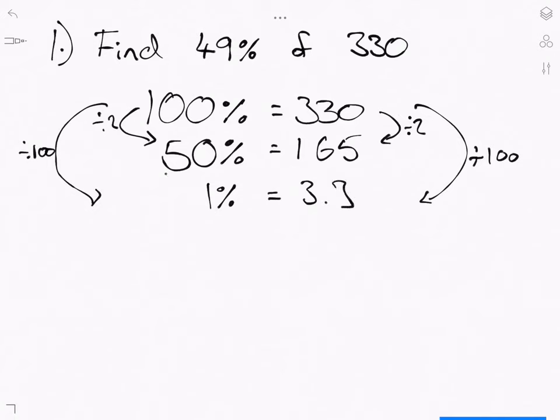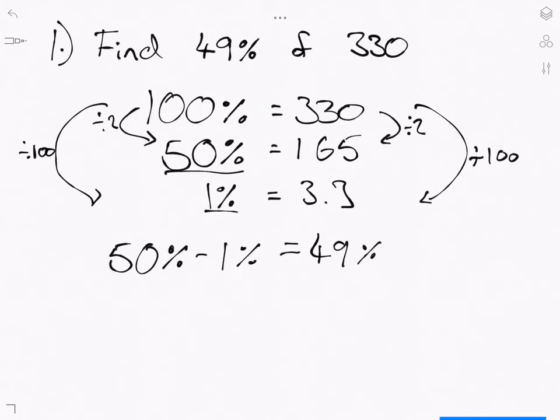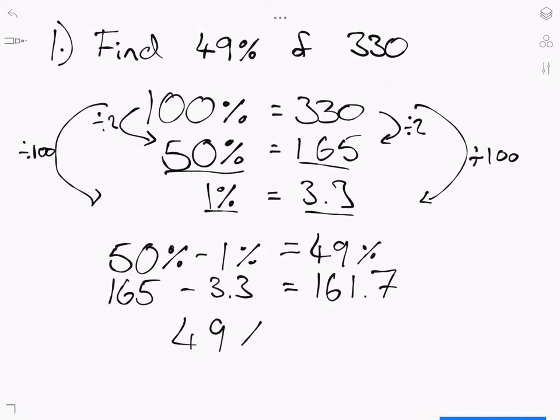And now I've got the 50%. I've got the 1%. So I'm going to do 50% take away 1%. Gives us the 49%. So that's what our answer is going to be. So that's 165 is the 50%. We're going to take away the 1%, which is 3.3. And we get our solution, 161.7. So at the end, I'm just going to make it nice and clear. 49% is 161.7. There we go. So that's stuff we've been doing in class already. It shouldn't be too hard.